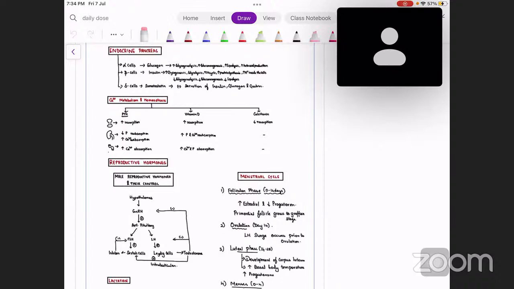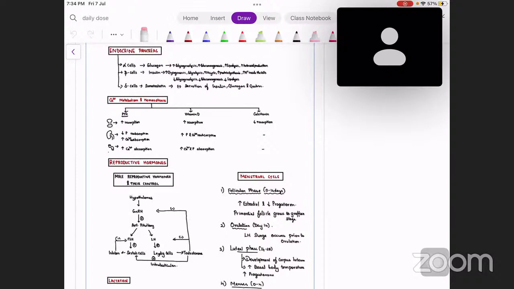Conduction occurs through the nodes of Ranvier, saltatory conduction. Myelin sheath in the CNS is formed by oligodendrocytes. In the PNS it is formed by Schwann cells. Summation potential occurs in the axon hillock. Major excitatory neurotransmitter in CNS, glutamate. Inhibitory, GABA. PNS, acetylcholine. Inhibitory, GABA or glycine.